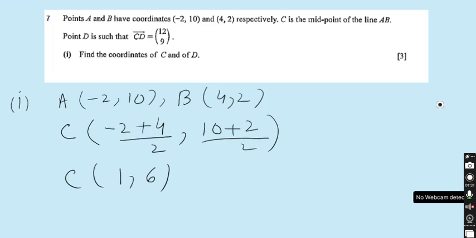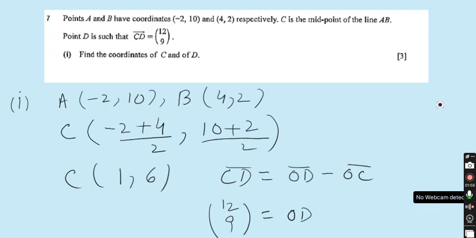Now we have to find the coordinates of D. So vector CD, column vector, is given. So we can write column vector CD is equal to, in terms of position vector, OD minus OC, right? So CD is given 12, 9 in column vector form. OD we have to find, minus OC. So we can convert the coordinate of C, 1, 6, in terms of column vector.